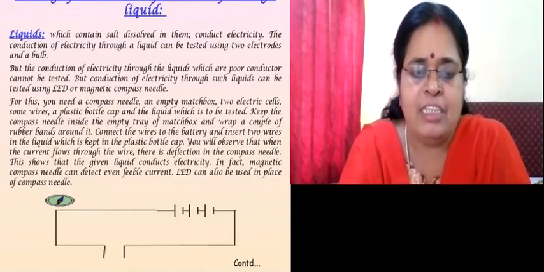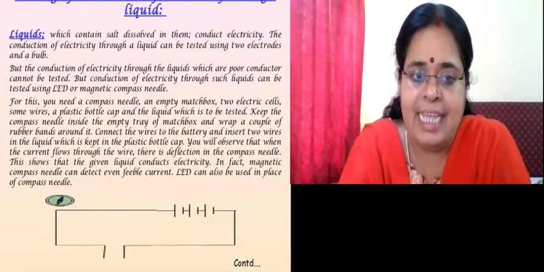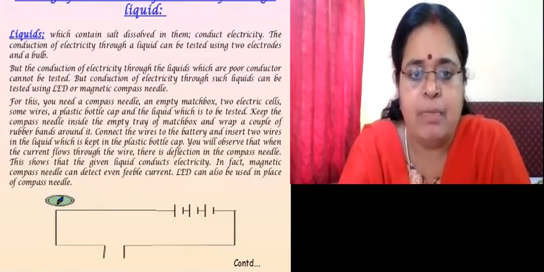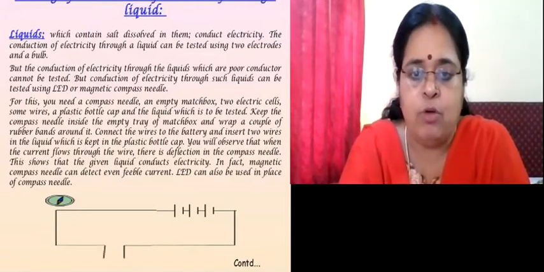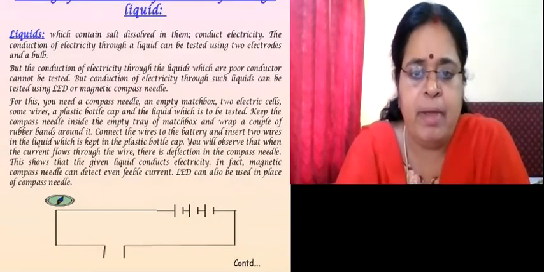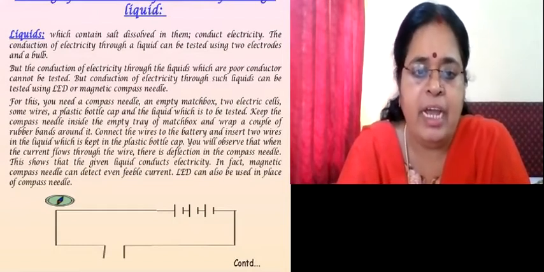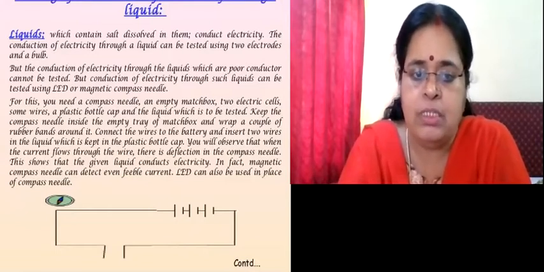Anyway, for this activity, you need a compass needle, an empty matchbox, 2 electric cells, some wires, a plastic bottle cap, and the liquid which is to be tested. Keep the compass needle inside the empty tray of the matchbox and wrap a couple of rubber bands around it. Connect the wires to the battery and insert the 2 wires in the liquid kept in the plastic bottle cap. You will observe that when the current flows through the wire, there is a deflection in the compass needle. That shows that the given liquid conducts electricity.